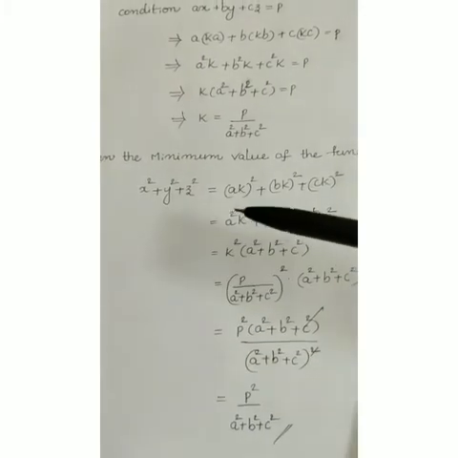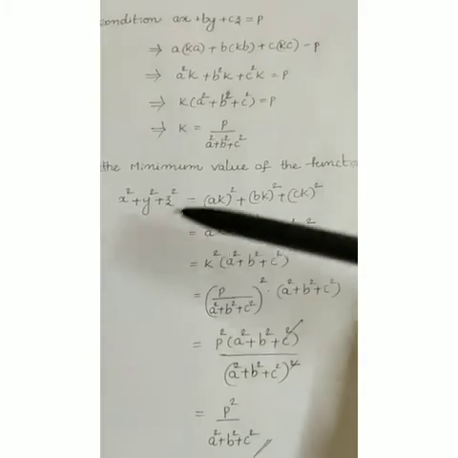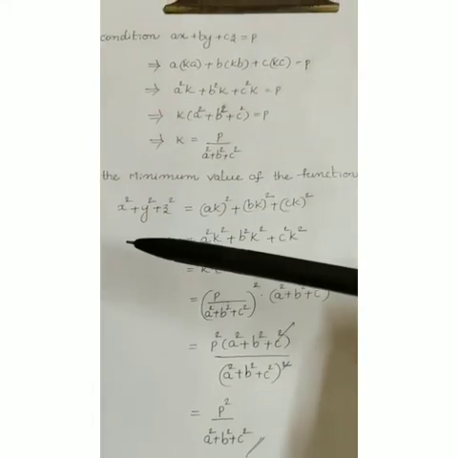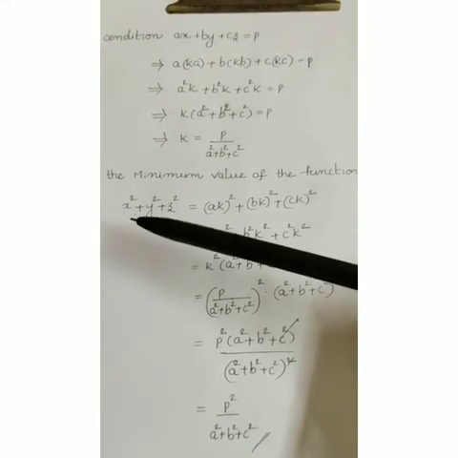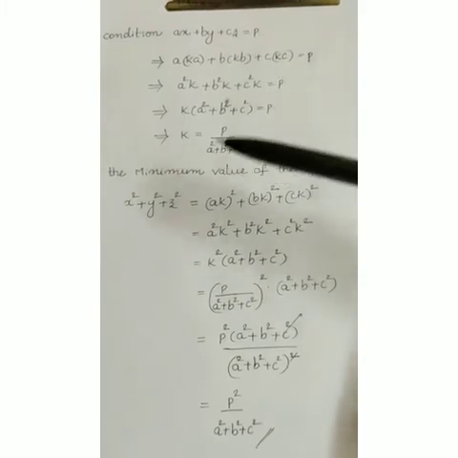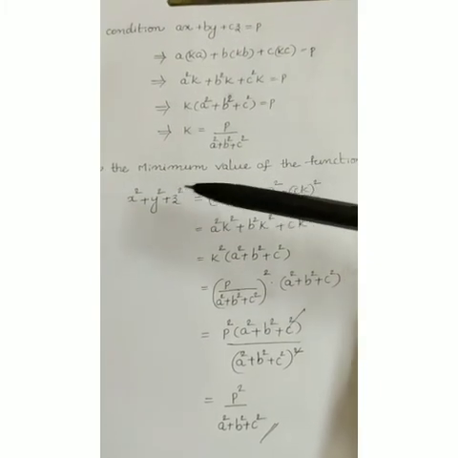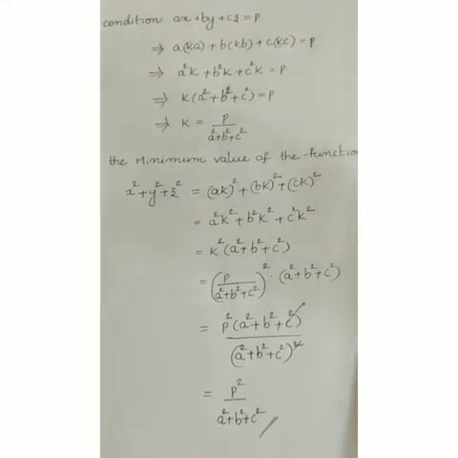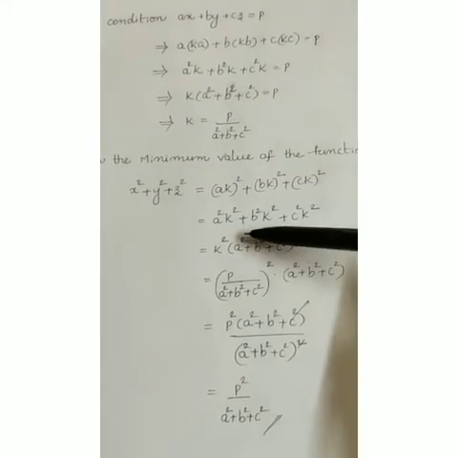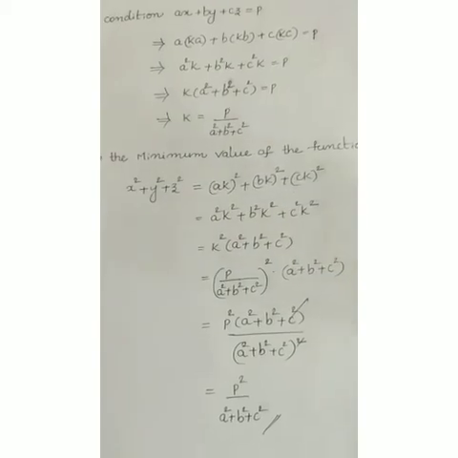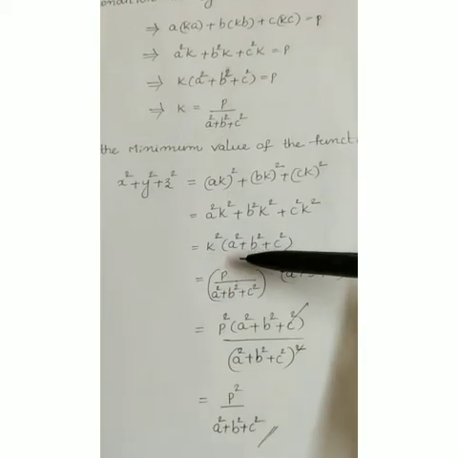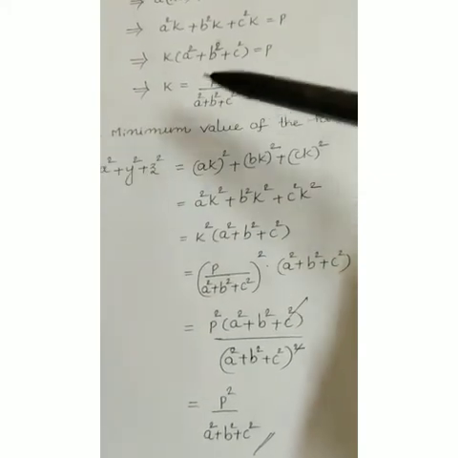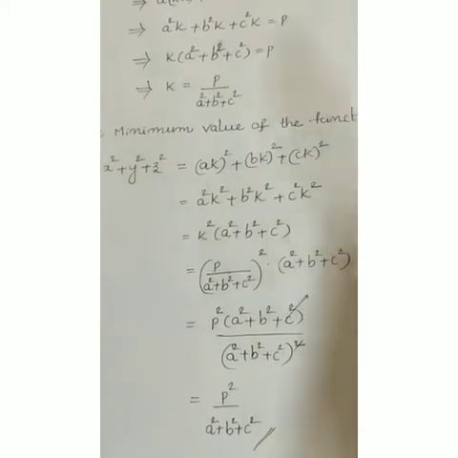So for finding the minimum value of the given function, substituting the x, y, z and this k value in the given function, that is x square plus y square plus z square equal to (ak) whole square plus (bk) whole square plus (ck) whole square, that is a square k square plus b square k square plus c square k square. Taking k square as common, a square plus b square plus c square.